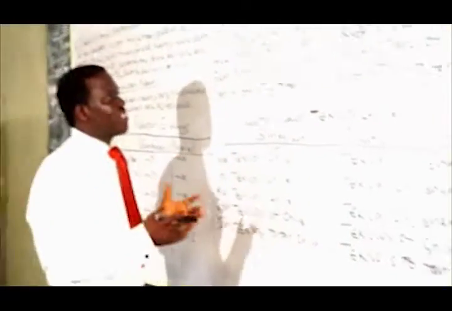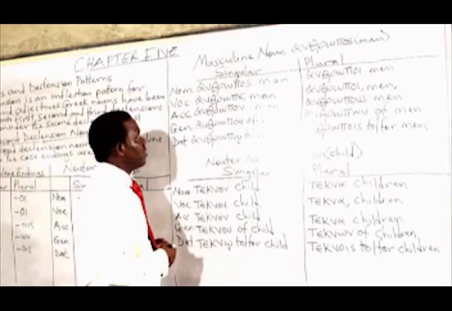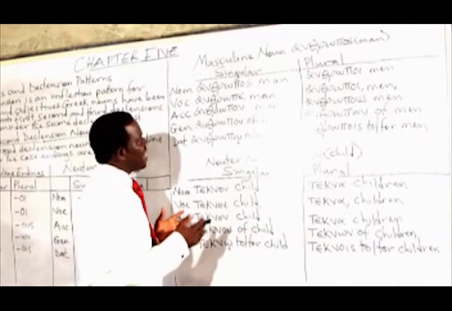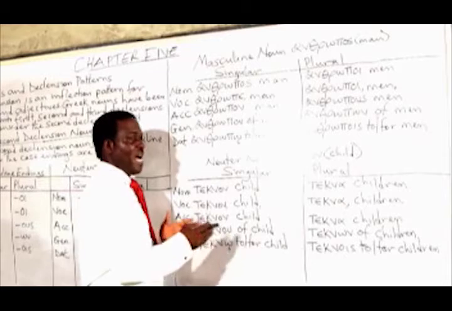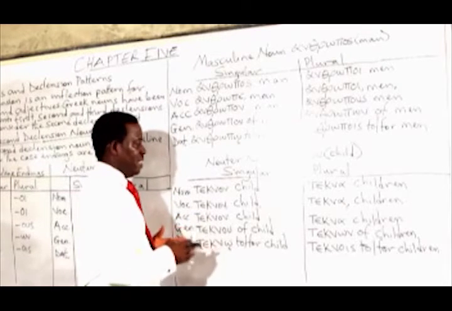Now you have to master the endings of the masculine noun, the second declension, and the neuter noun, and then know very well how these endings are used with the nouns, depending on the function of the nouns in a sentence.